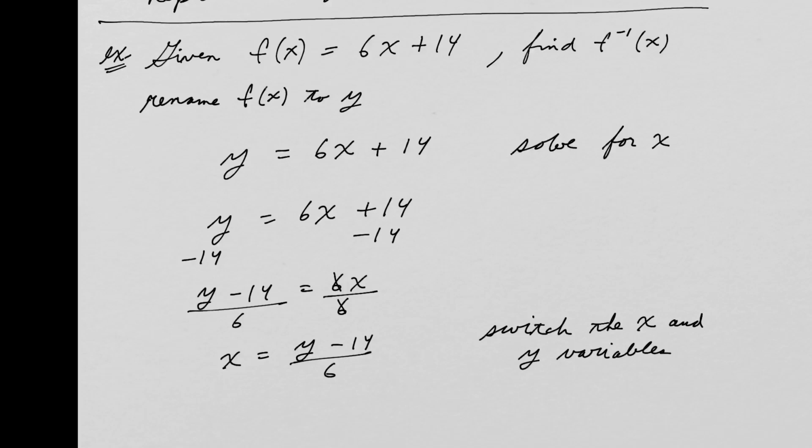So literally, the x becomes a y, the y becomes an x. So now this is y is equal to (x minus 14) over 6. And that new y is your inverse. So we can say now that the f inverse of x is equal to (x minus 14) over 6.